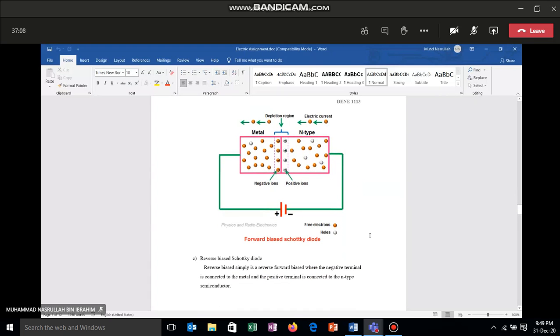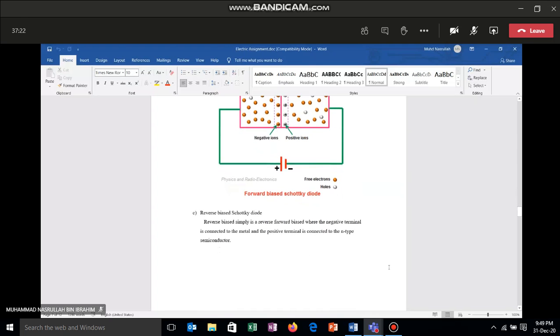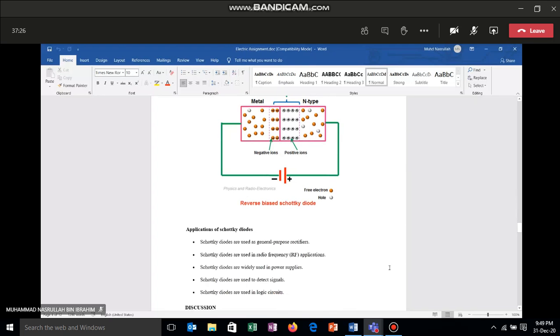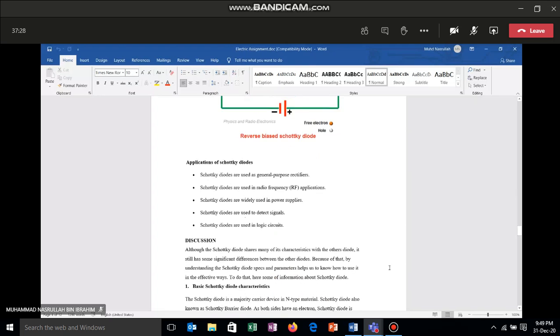Reverse bias Schottky diodes. Reverse bias simply is a reverse of forward bias where the negative terminal is connected to the metals and the positive terminal is connected to the n-type semiconductor. I will continue with application of Schottky diode.